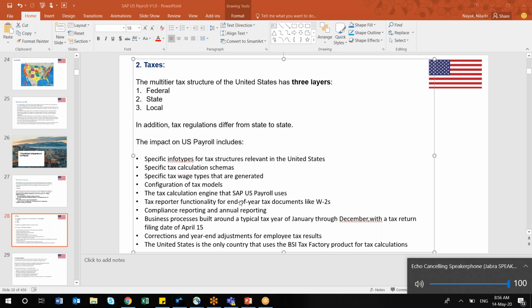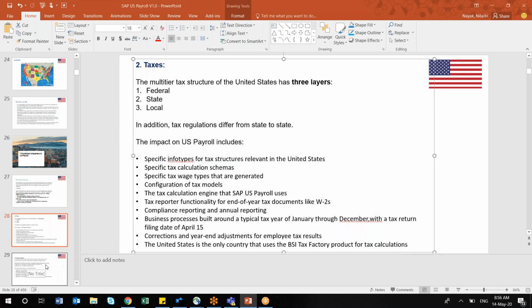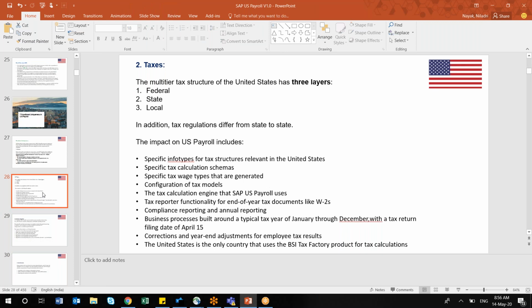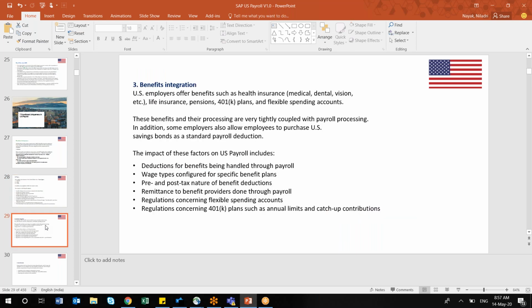Okay. So anyway, from the tax point of view, these are the topics we'll be covering, how it will be impacting and all. At the end, we'll also be focusing on the BSI part. I'll be covering the BSI part end to end from an EC payroll point of view as well. And the third one is the benefits. I think we have not listed these things, but I'll be focusing on this area also.